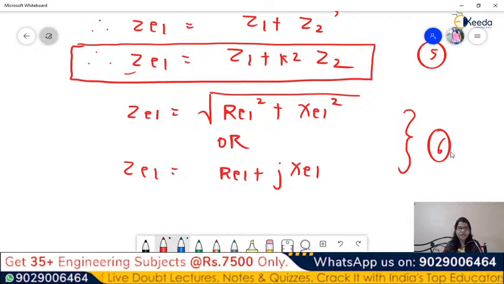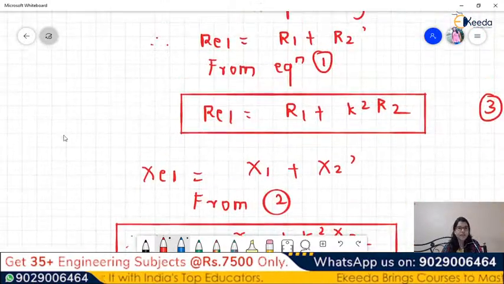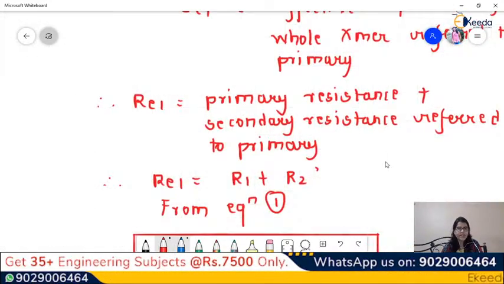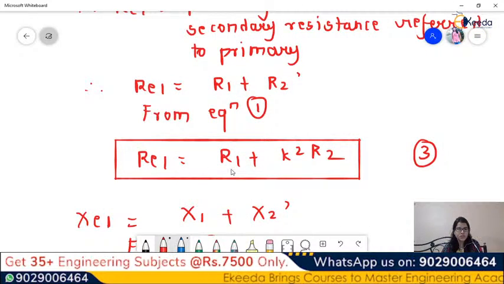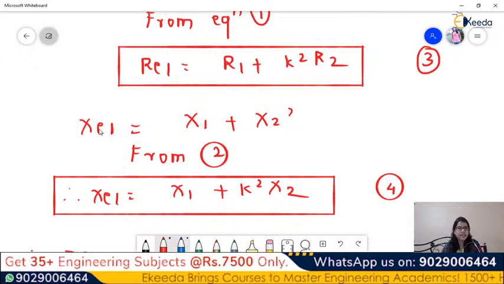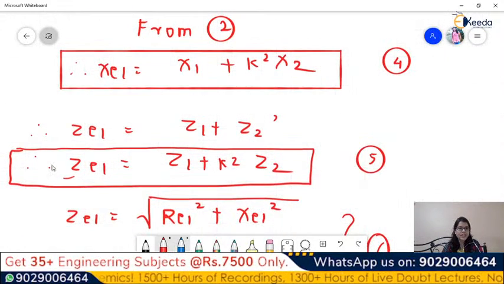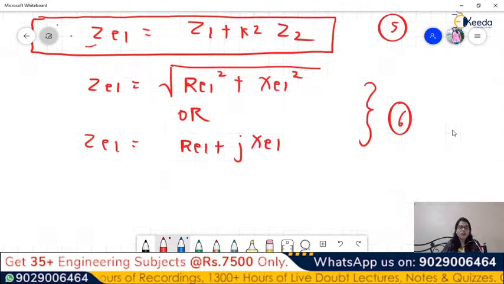So what we have done over here, we have transferred the resistance and reactance of the secondary side to the primary side, and by doing that we have found the value of the equivalent resistance, or we can also call it effective resistance of the primary, that is nothing but the primary winding resistance plus secondary winding resistance referred to primary. And what is its formula? Re1 is equal to R1 plus K square R2. Similarly, we have also found the value of the effective equivalent reactance of the whole transformer, again referred to the primary side. What is its value? X1 plus K square X2. Similarly, we have also found the impedance. So in this way, we have transformed all the values of the secondary side to the primary side.